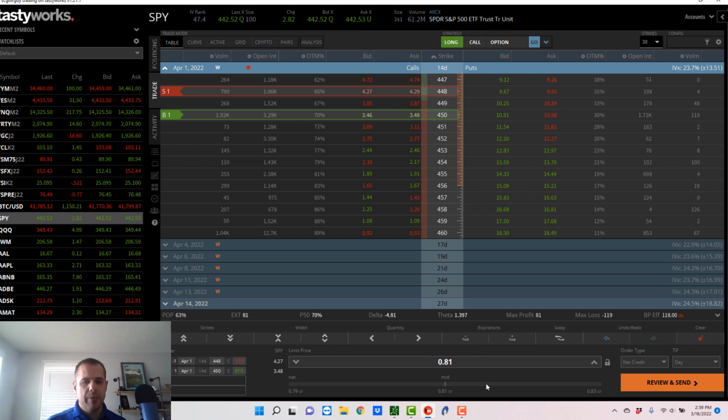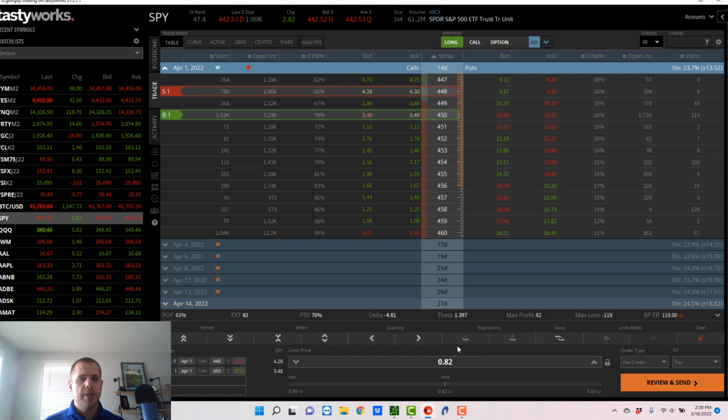Well, the spread down at the bottom that I have loaded up is trading for 82 cents mid-price, well above the 50-cent number that I'm looking for. So if I'm looking at a higher number here, that's more profit potential. Isn't that a good thing? It could be, but I would rather move my strikes.